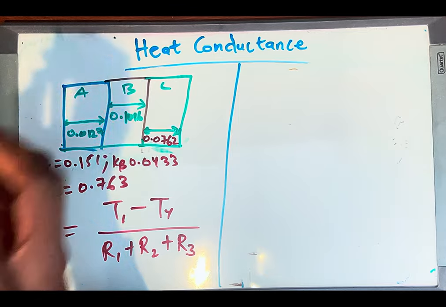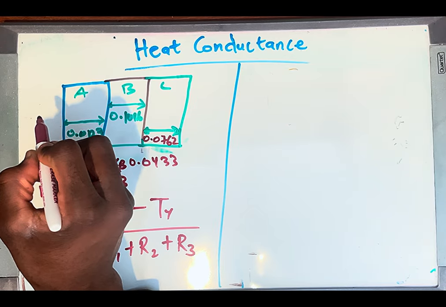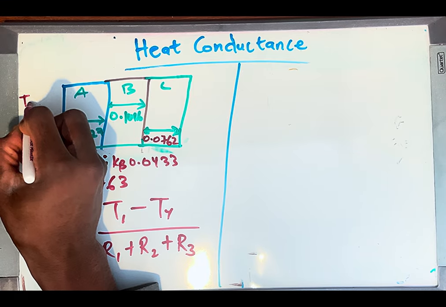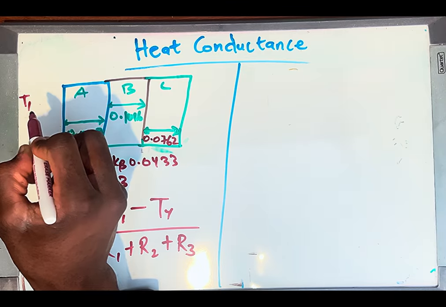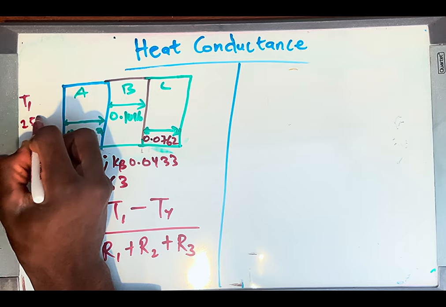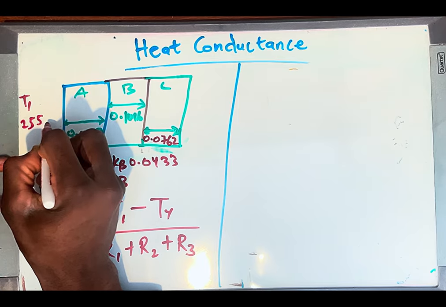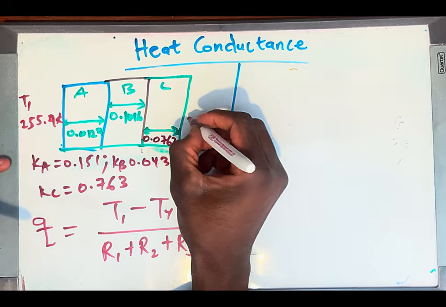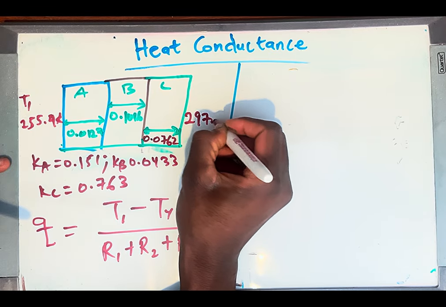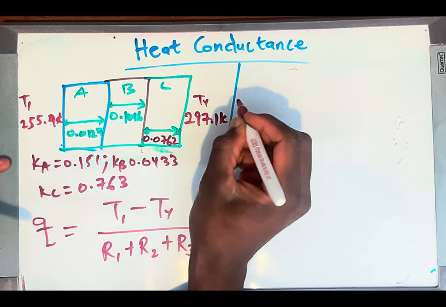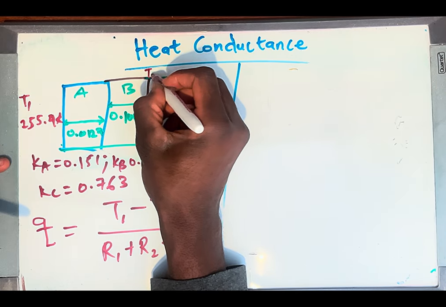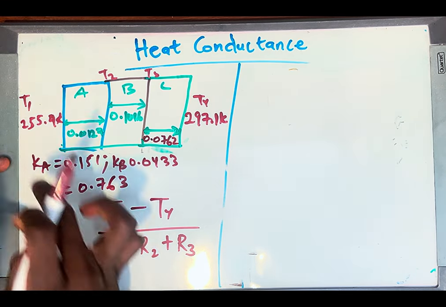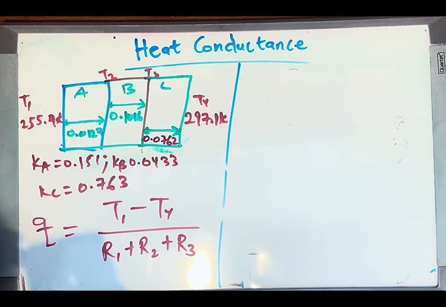One more thing: we were given the temperatures at the surfaces of the house. T1, the one at the inside of the house, is 255.4 Kelvin, don't forget. And then the one outside was given to be 297.1 Kelvin. This is T4. But we don't know T3, and we don't know T2 as well. So these are the two other temperatures that we don't know. But we know the one inside the room and the one at the outside.